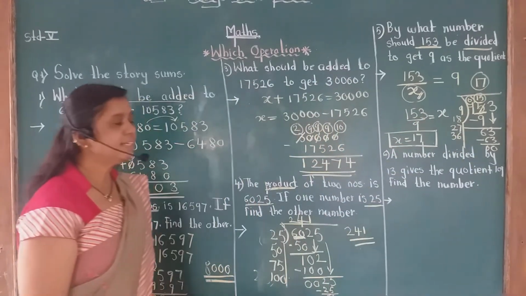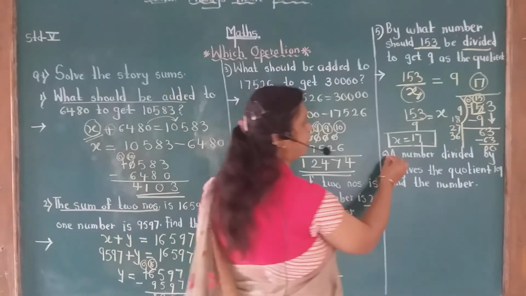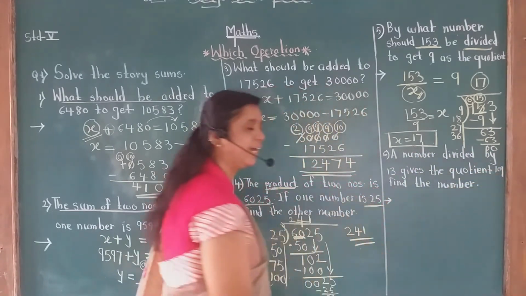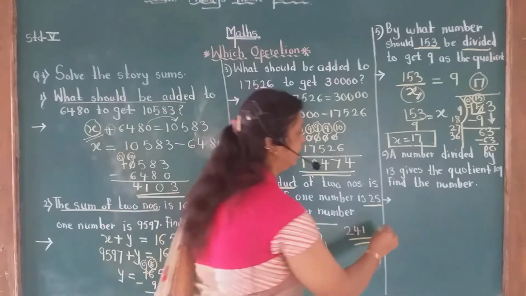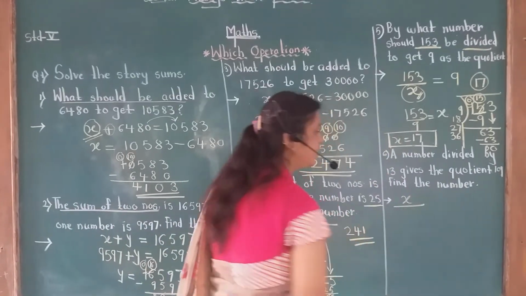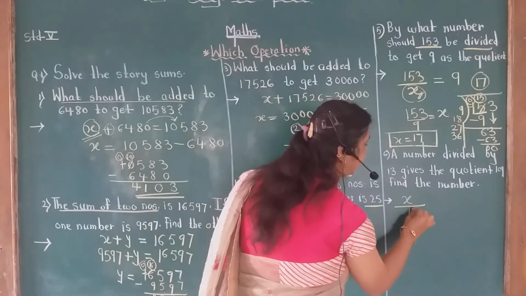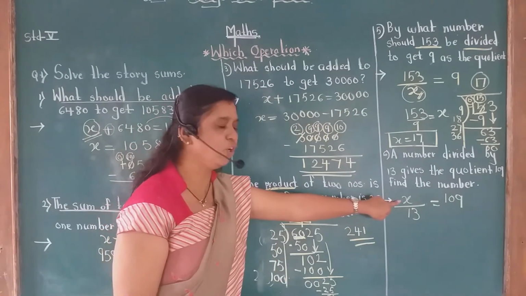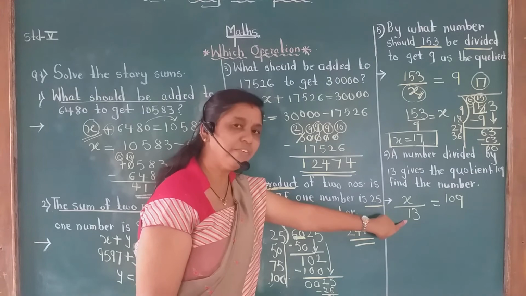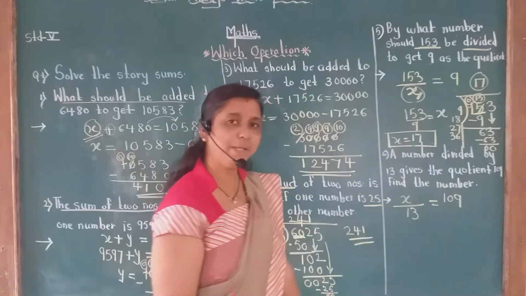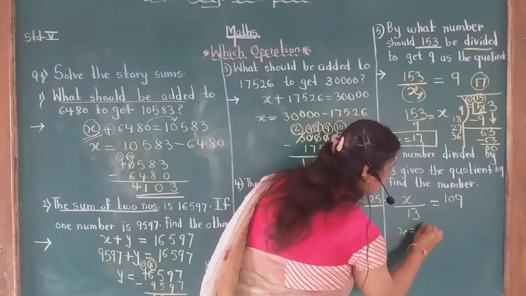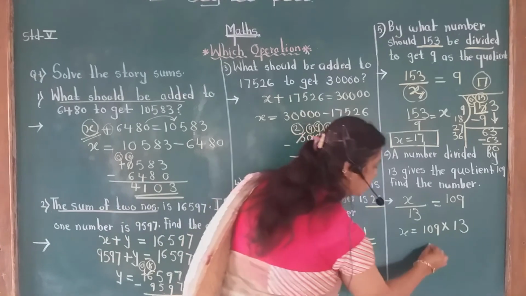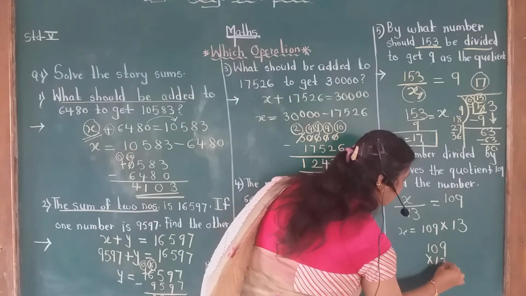Now let us see question number 6. A number divided by 13 gives the quotient 109. We don't know the number, so we have to consider this as x divided by 13. The quotient gives 109. You have to find the value of x. 13 is here divided. If it is shifted to that side, it will be multiplication. So x is equal to 109 multiplied by 13. You know the multiplication. So do the multiplication.